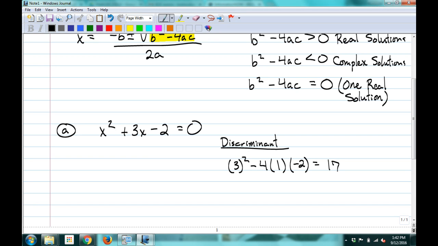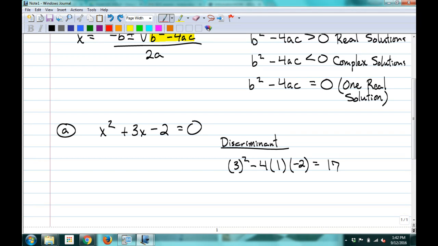Okay, Kylie? The 1 came from right here in front of the x squared. That's a. Remember your discriminant. Your discriminant is b squared minus 4ac. So b, 4 is always there, then a and c.